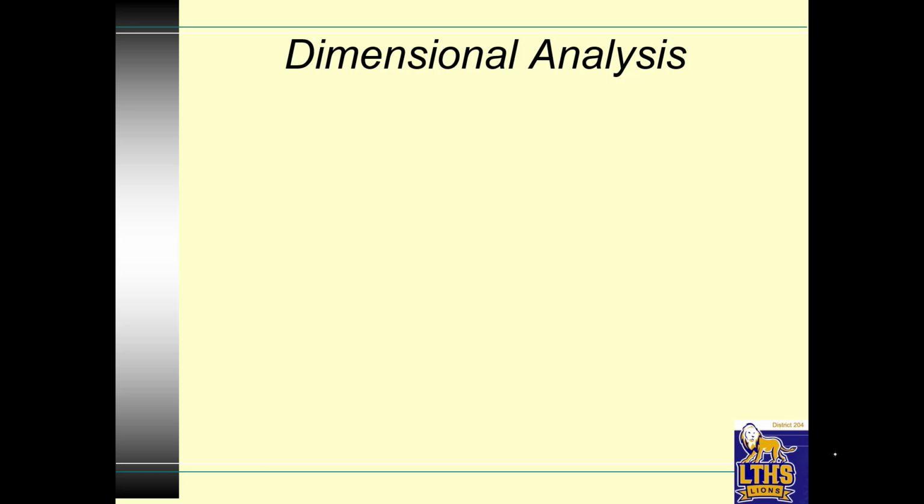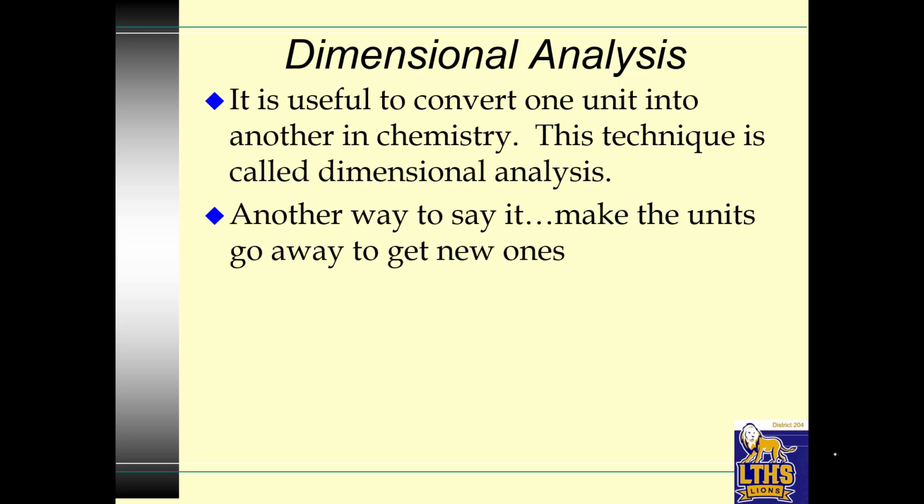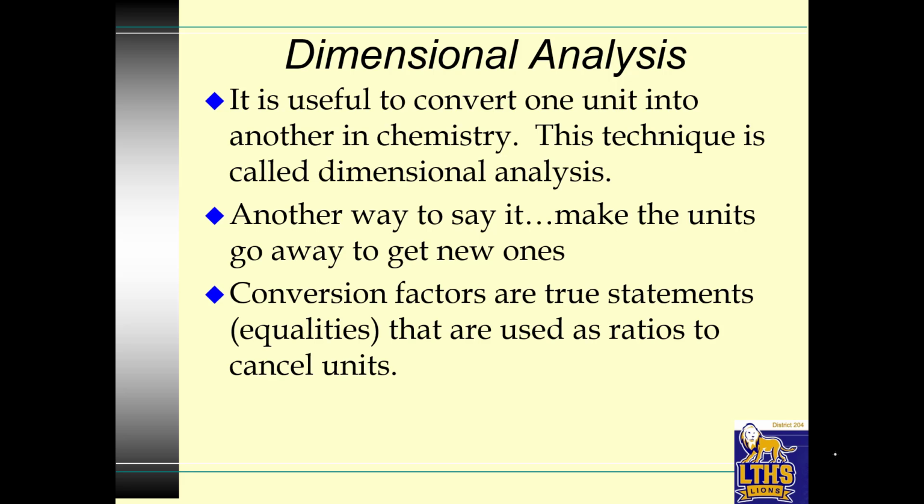Okay, so dimensional analysis. Sounds scary, but it's really kind of interesting. We can convert units from one into another in chemistry, and we do it a lot. We call this technique dimensional analysis: analyzing the units to help us solve problems. Another way to say it is make the units go away to get new ones. So we're going to need to use what are called conversion factors. A conversion factor is just a true statement that comes from an equality, and we can use it as a ratio to cancel units.